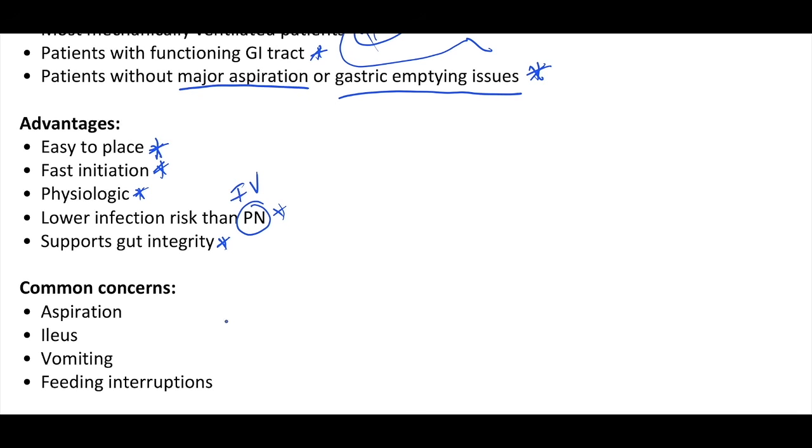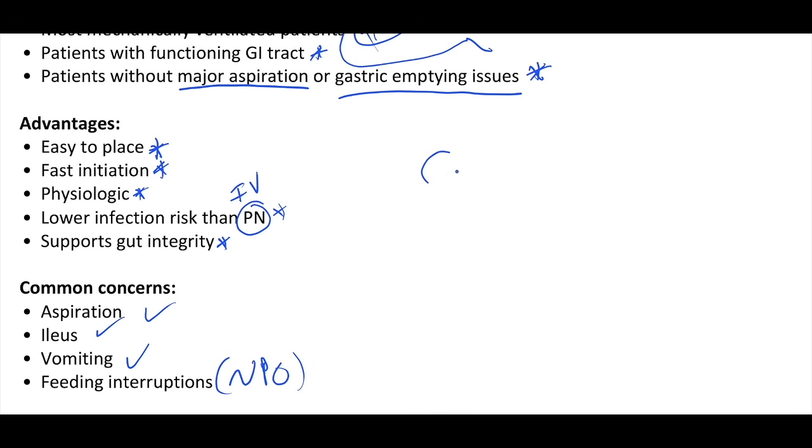The common concerns, though, here are vomiting, aspiration, lots of feeding interruptions. When you make a patient NPO, you stop their tube feeds for different procedures. There's a lot of discussion on whether we should be stopping these tube feeds in every patient for procedures, but that's probably for a different episode. And then again, they need a functioning GI tract. They need to empty their stomach and not aspirate what you're feeding them.